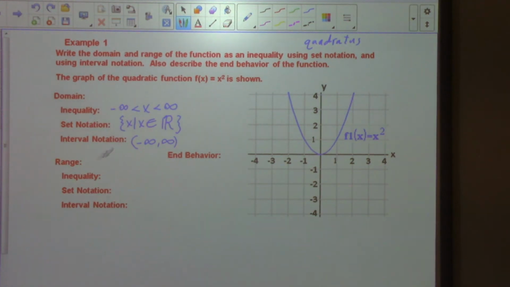And what is our range of this function going to be? Zero. So Bryce says we start at 0. Is that right? Yeah, I think that's good. And then actually it's y, right? Is y greater than 0 or greater than or equal to 0? Greater than or equal to 0. And less than infinity. And in set notation, we have y such that y is greater than or equal to 0.